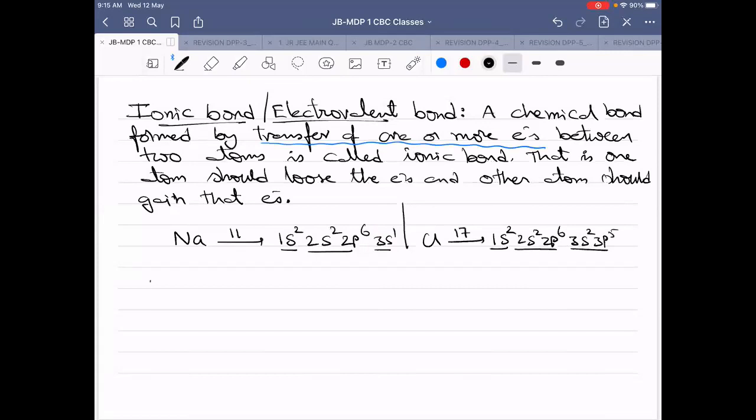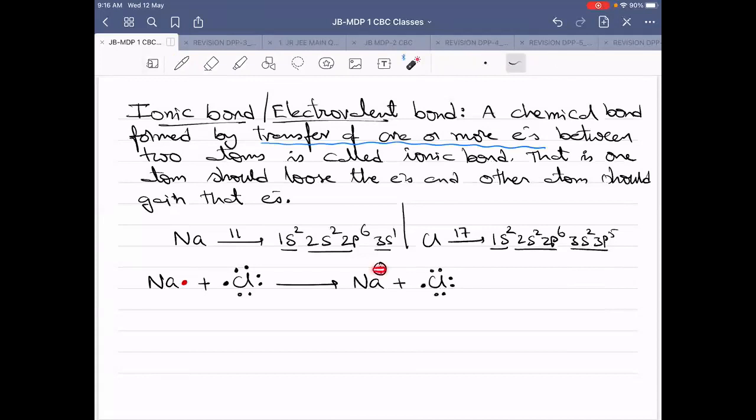Now what sodium will do is, whatever single electron it has, it will give its electron. I will write it like this. Sodium's single electron will be given to chlorine's 7 electrons. So sodium will give its electron and forms Na plus, and Cl gains that electron and forms Cl minus.